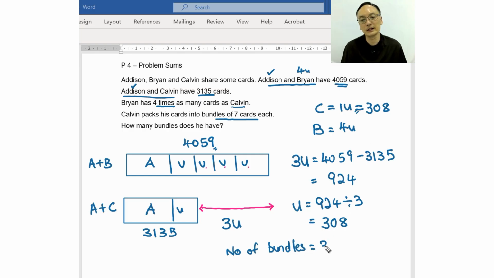So it should be 308. If every pack has 7 cards, we should be dividing by 7. And we will arrive at 44. Right, so our answer for this question will be 44. Let me write over here. And that's how we use model drawing to solve this P4 problem sum.